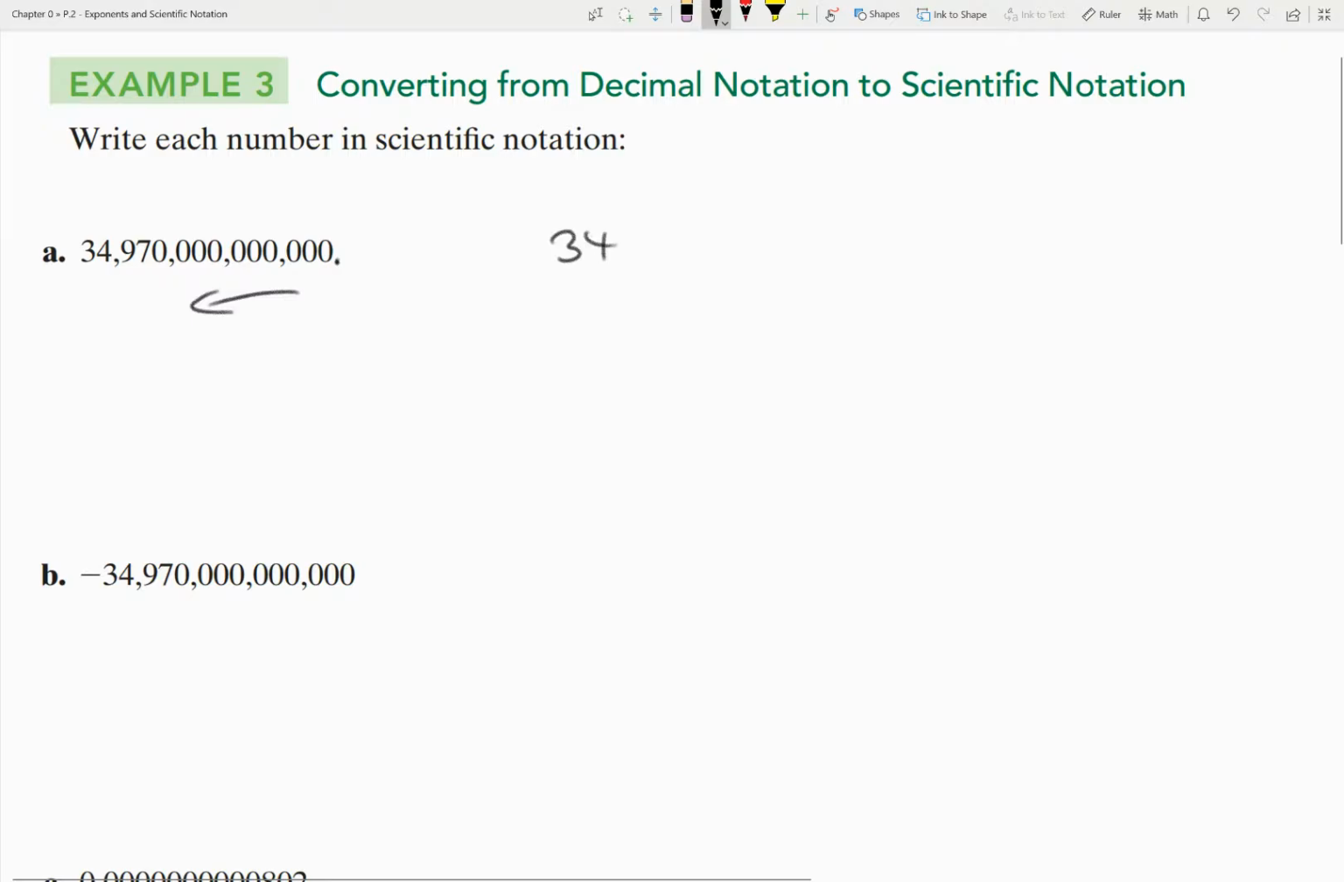This is no good, right? We can't have 34, right? So we have to have 3 point, and then I need every number that's left over. So 4, 9, 7. The rest are zeros. So I can get times 10 to the 1, 2, 3, 4, 5, 6, 7, 8, 9, 10, 11, 12, 13. And that's my exponent. That's my expression in scientific notation.